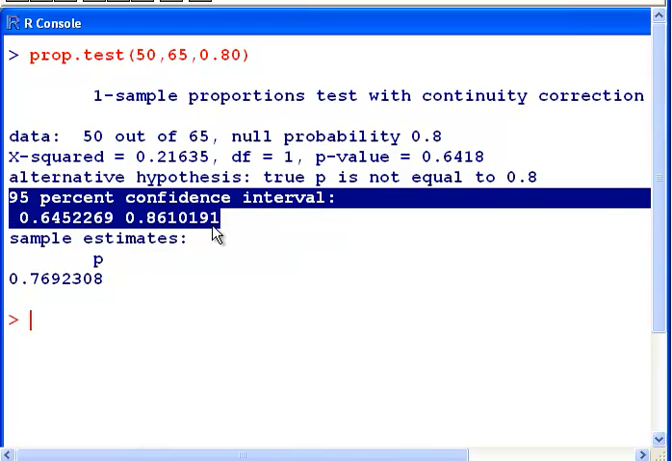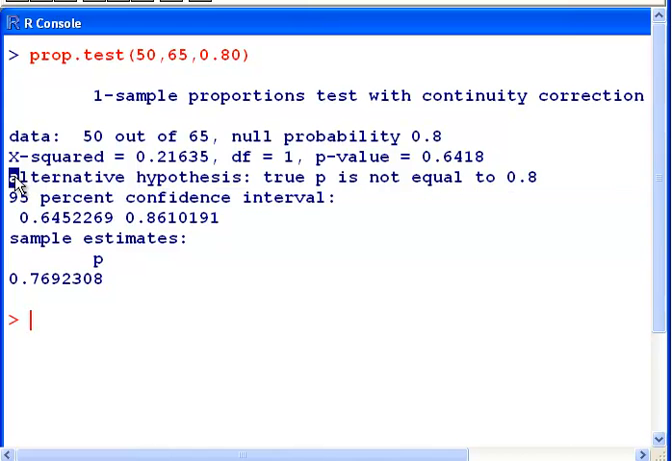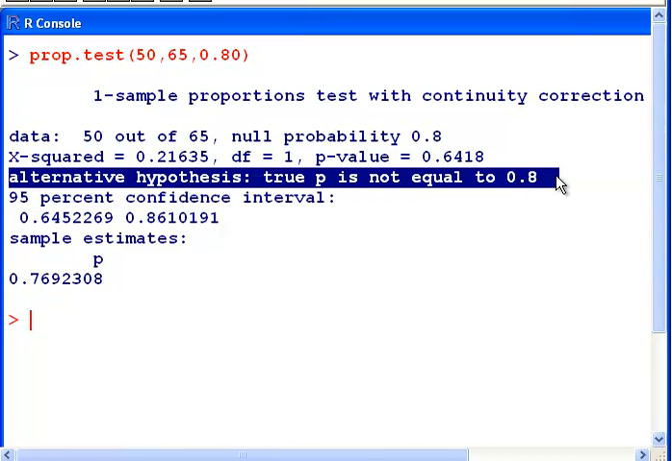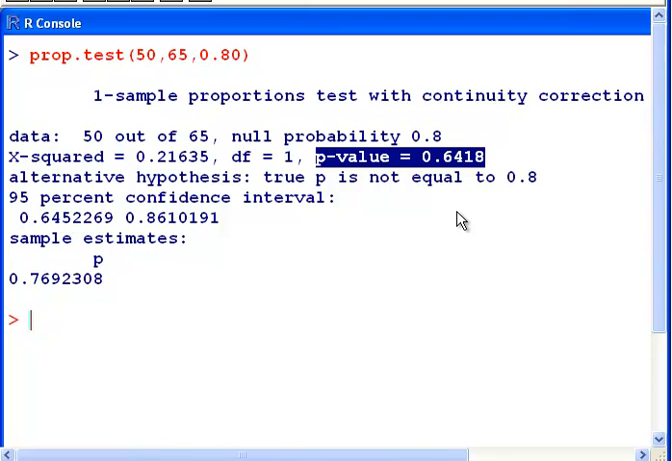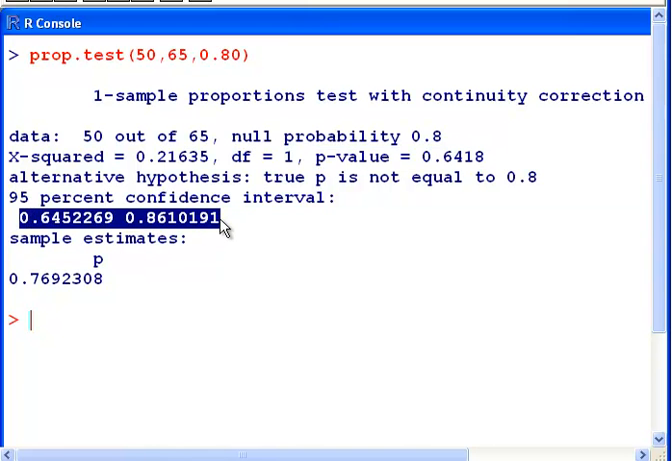Our null hypothesis is the opposite of the alternative hypothesis, which is that true P is not equal to 0.8. We use the p-value here, which is 0.64. That's not significant, it's massive, so in this case we fail to reject the null hypothesis. We've no evidence to not believe that the true proportion of students holding these devices is 0.8. Also, you might notice that 0.8 is in that range of values there, which is quite important.